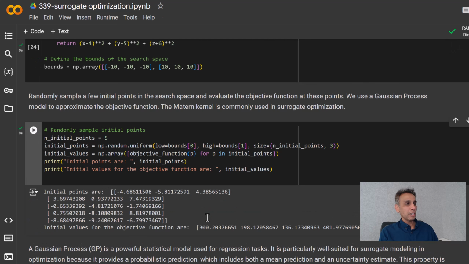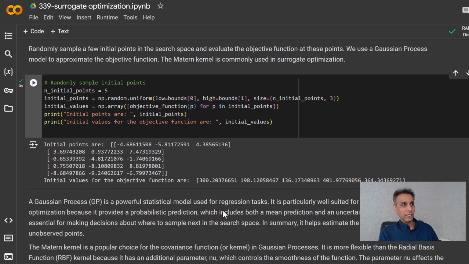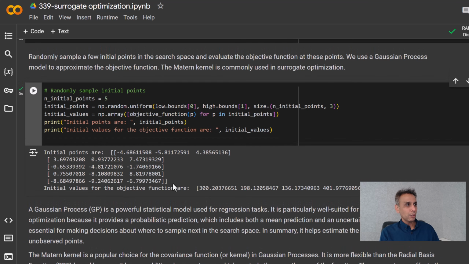And I'm going to print the initial points so you can see what they are. They must lie between minus 10 to 10. So here the initial point is minus 4.6, whatever, minus 5.8, 4 point something. And then these are all the initial points. If you plug these initial points into our objective function, what value do you get? You get a value of 300.